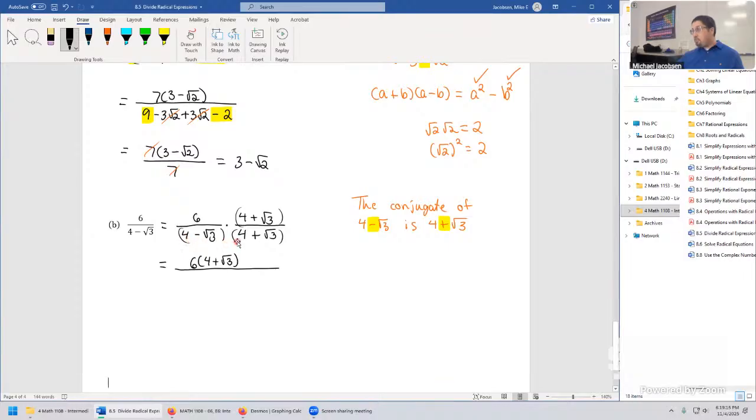Now take the 4, distribute it into both of these terms. We'll get 16 plus 4 root 3. Do the same with this negative root 3, distribute it into these two terms. We'll get minus 4 root 3. And then negative, because it's a negative times a negative, but root 3 times root 3 comes out as itself, just like root 2 times root 2 is just 2. That gives us the nice cancellations we were expecting in the middle. And then this problem just becomes 6 times 4 plus root 3 over 16 minus 3 is 13.